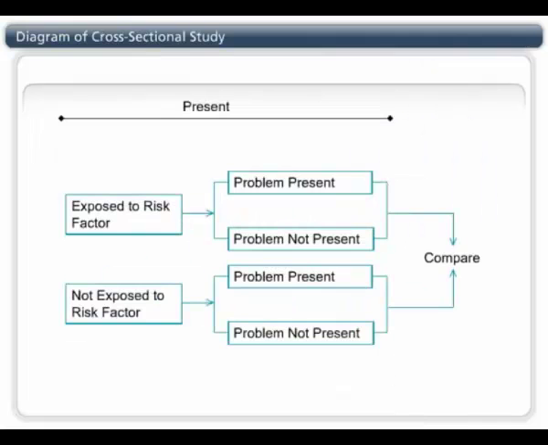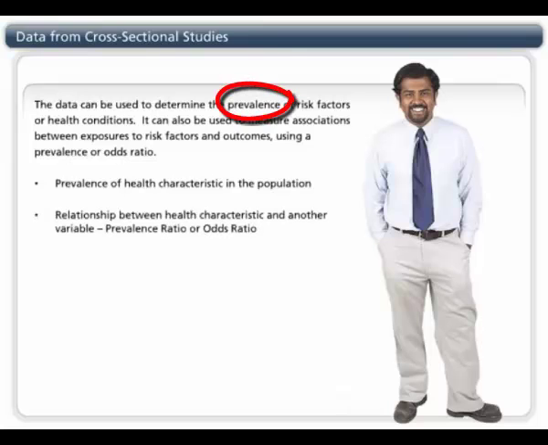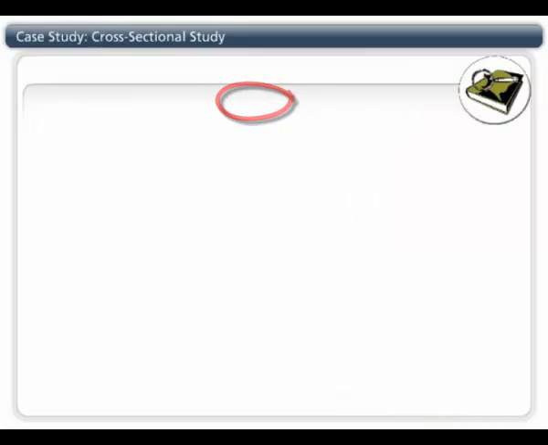Here is a diagram of the cross-sectional study design. Exposures and health outcomes are measured at the same time. Everything under the bar is measured at that one point in time. Analytically, you can measure the prevalence of the risk factor or the outcome, and you can make comparisons of these between groups. The data can be used to determine the prevalence of risk factors or health conditions. It can also be used to measure associations between exposures to risk factors and outcomes, using a prevalence or odds ratio.